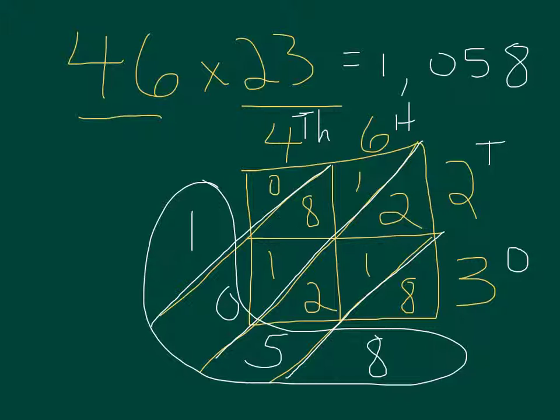3 times 6, that is 18. And so that's 1 ten and 8 ones. That's why the 1 is here and the 8 is here. It's 8 ones and it's 1 ten.